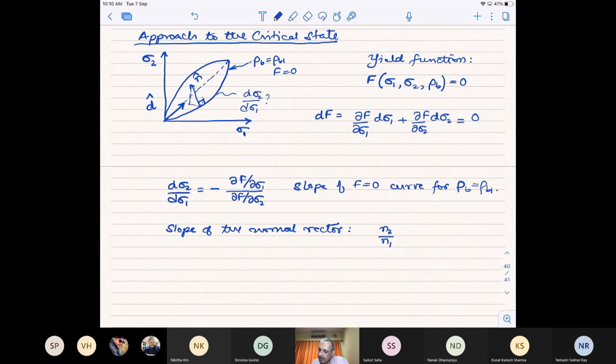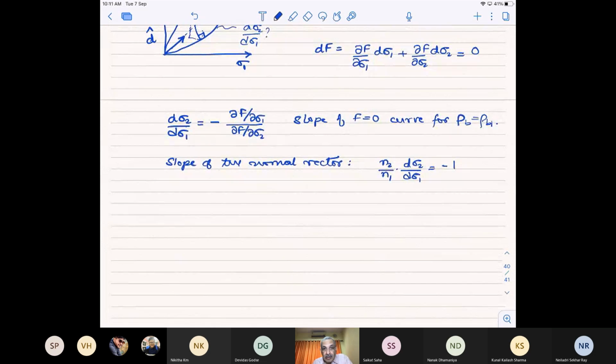And so this multiplied by d sigma 2 by d sigma 1, since the normal vector is orthogonal to this, the product of the slopes should be equal to -1. Okay. So this means that n1 by n2 is equal to minus d sigma 2 by d sigma 1, which in turn is just equal to del f by del sigma 1.